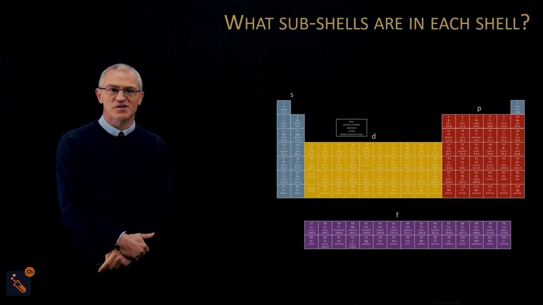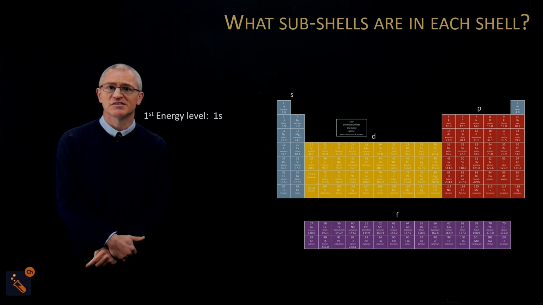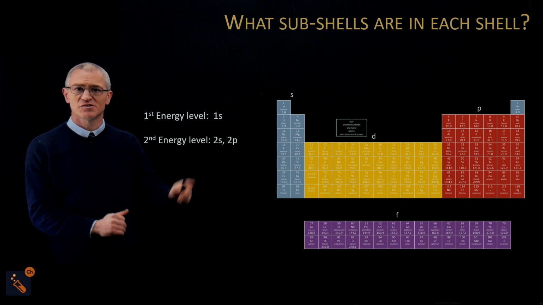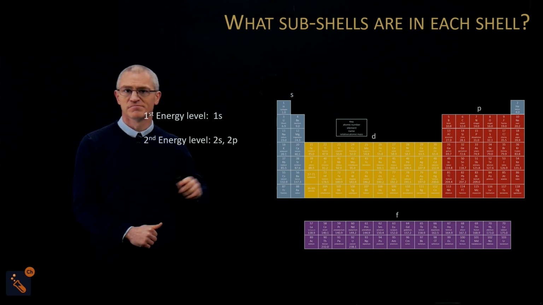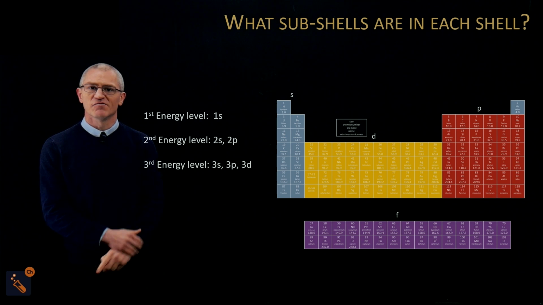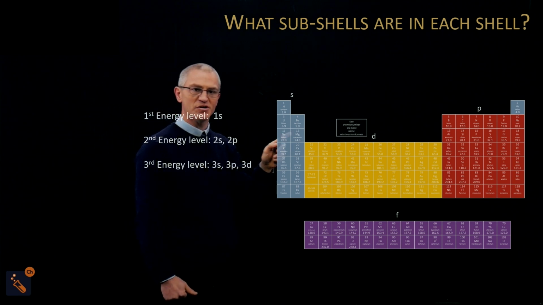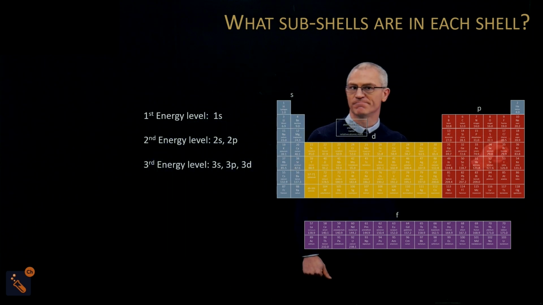Now, if we follow that through, the first energy level is 1s. The second energy level is 2s and 2p. Notice all we're doing is putting the shell number with the subshell. Now remember, the third energy level has 3s, 3p, and 3d, because remember, it went across, then it went down, and then it went across again.